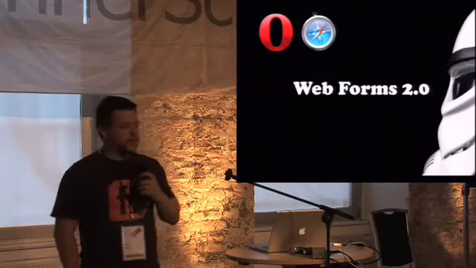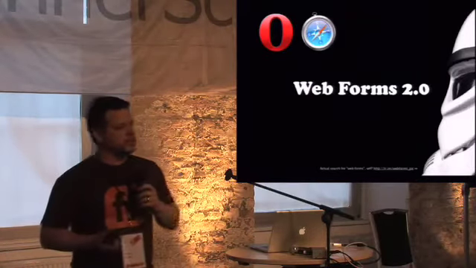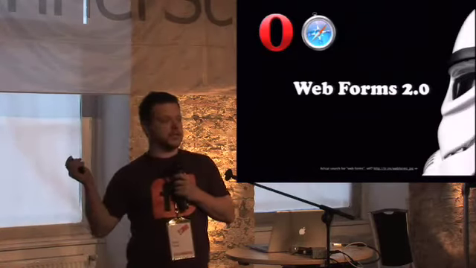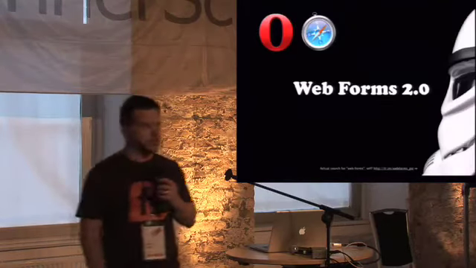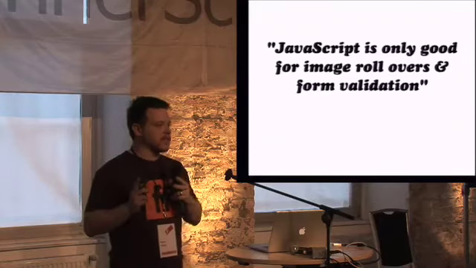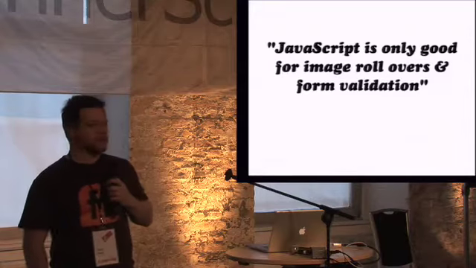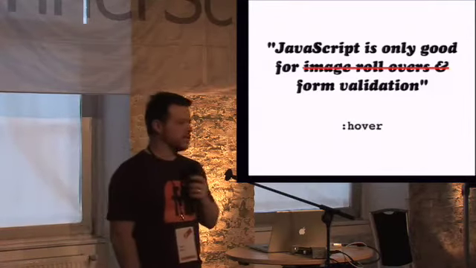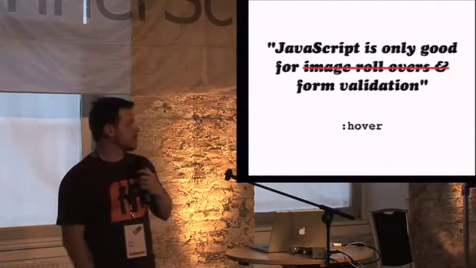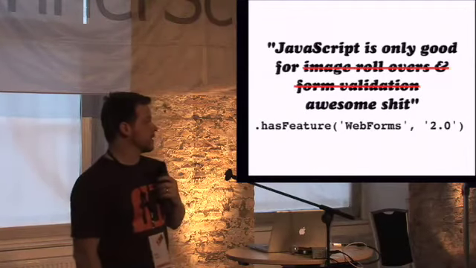So web forms works in Opera and some of Safari. I'm starting with one that makes us not have to do as much work. That's a Flickr search for web forms. That's just Stormtrooper. I'm not sure why. JavaScript originally, back in the day, was good for form validation and image rollovers. That's where we've all come from. Image rollovers were solved with the hover pseudo-class, and now we have web forms to handle form validation. So JavaScript's only good for awesome stuff now.